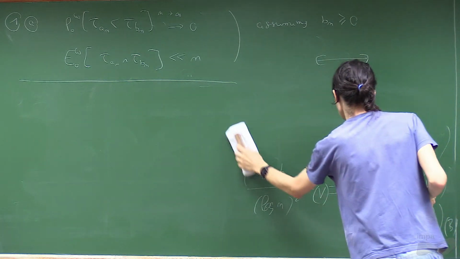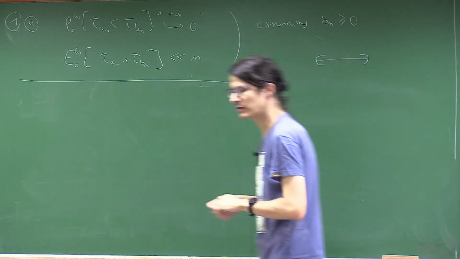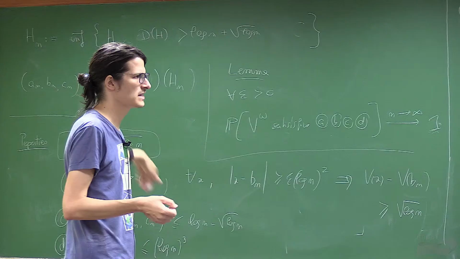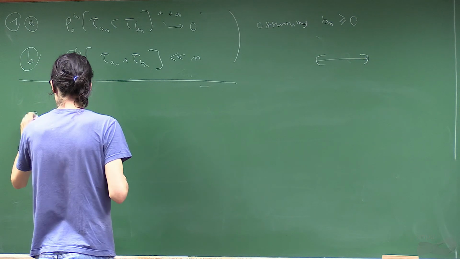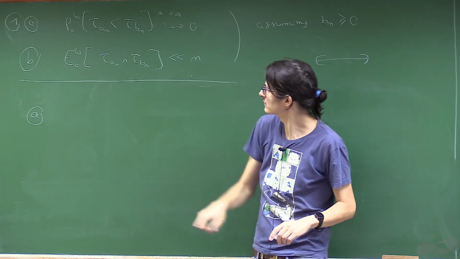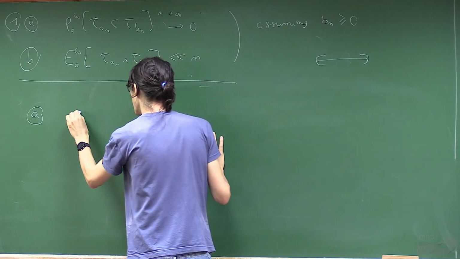So let's recall how the computation works, and then we will see how our assumptions give the right quantitative things here. So this is A and this is B. Okay, let's start with A. So A we will compute exactly this thing. I will just give an upper bound, which should be sufficient.